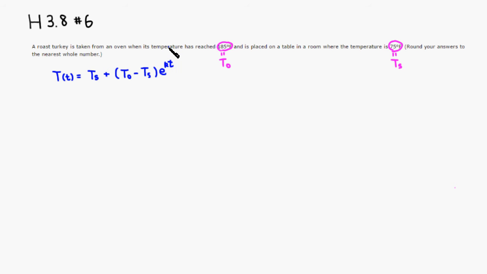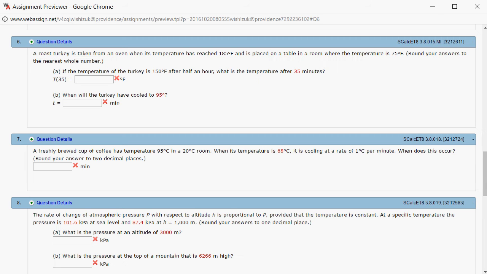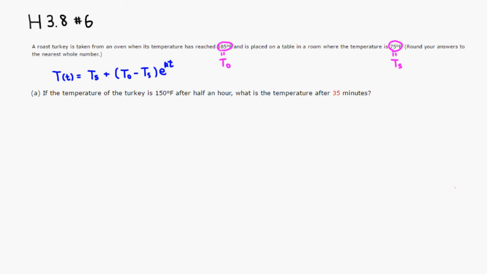Right, so let's use the information. I forgot to include the information I need to solve this, so I'm going to grab it. If the temperature of the turkey is 150 degrees after half an hour, this tells us the temperature after 30 minutes. Then we use the given information to find the unknown numbers.